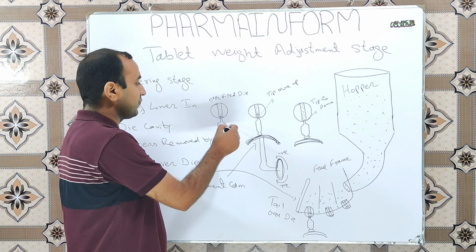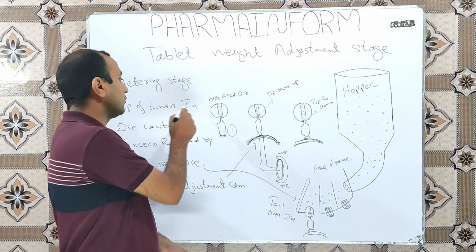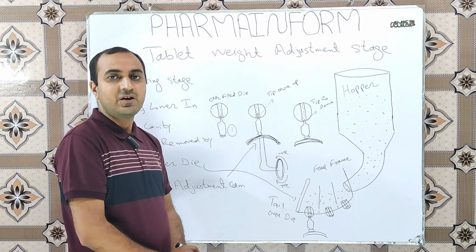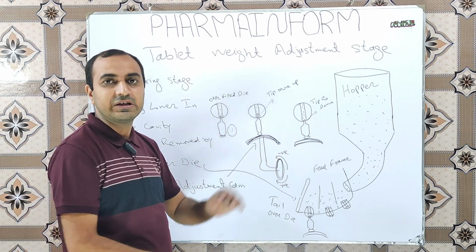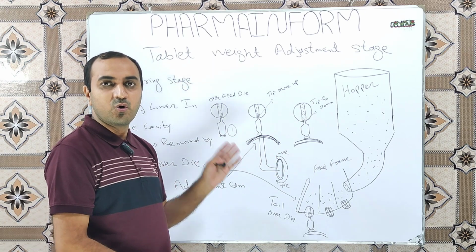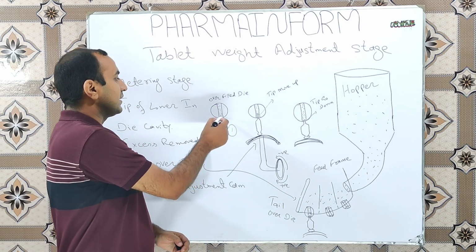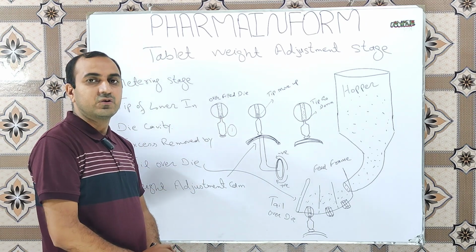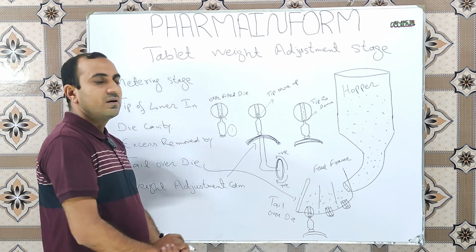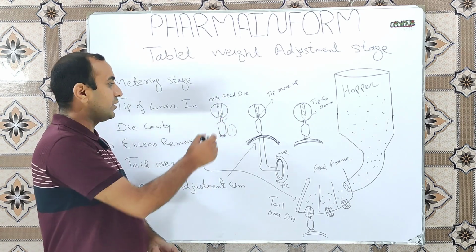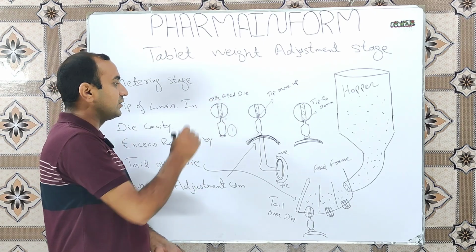To elaborate in a clear way, here we have drawn a structure to understand the phenomenon of weight adjustment. This one is the first position, and we discussed that the position of the tip of the lower punch in the die cavity plays an important role in determining the weight of the tablet. Here you can see that the tip of the lower punch is just near the bottom of the die. So here we have a large space in the die cavity to fill the granules.